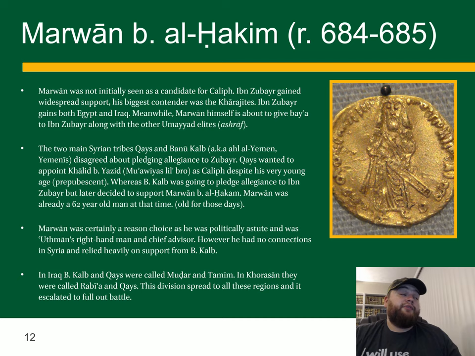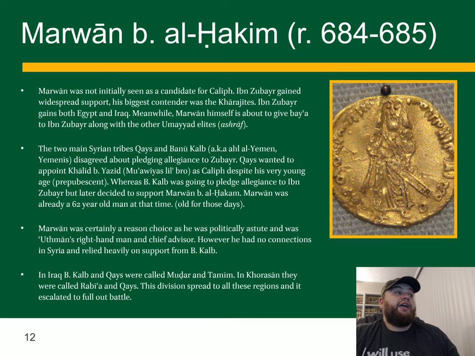And the two main Arab tribes in Syria were called Qais and Banu Kalb. Banu Kalb were from Ahl al-Yemen. They were Yemenis, and they were recent migrants to Syria. I believe that they settled there during the Islamic conquest. So Qais was already there before the Islamic conquest, right? And they disagreed as to pledging allegiance to Ibn Zubayr.